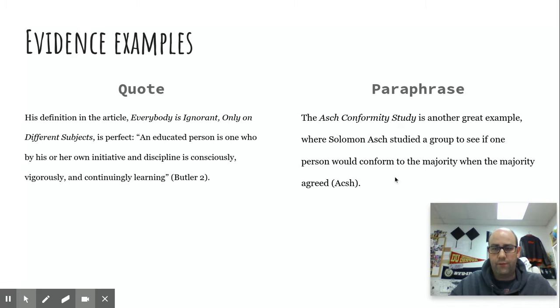Over here, I have my paraphrase. It says the Asch conformity study is another great example where Solomon Asch studied a group to see if one person would conform to the majority when the majority agreed. So I'm putting that in my own words. This one only has the author's last name because there were no page numbers. This was actually from a video. And I put the punctuation at the end because that's the end of the sentence. So it doesn't matter whether you're paraphrasing or quoting, you have to have that in-text citation.